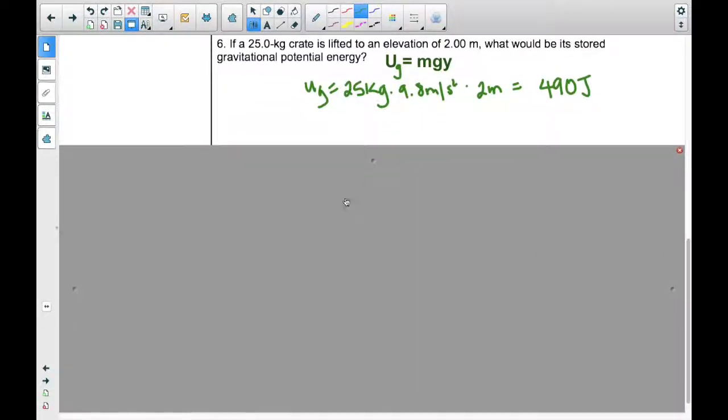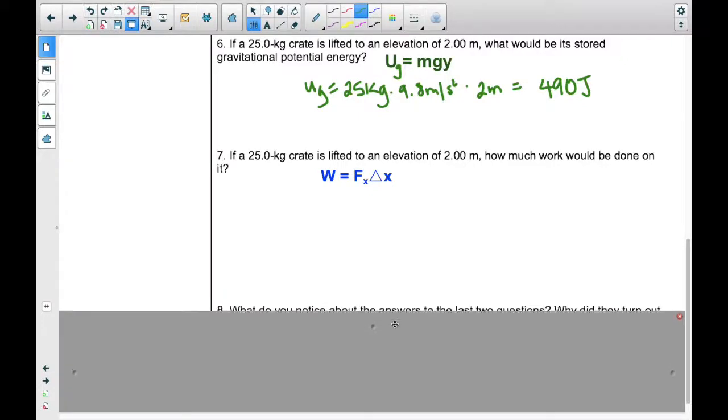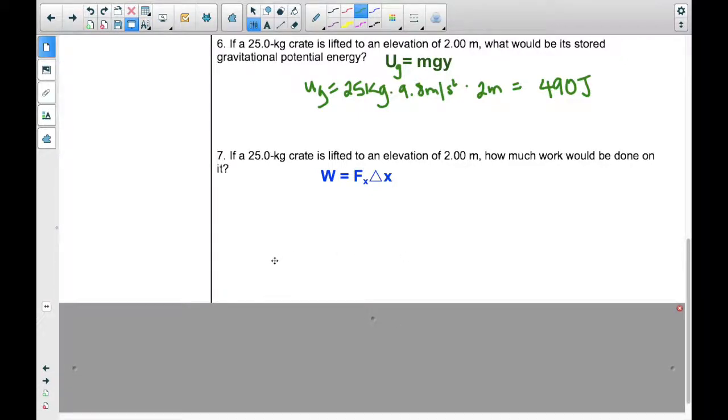Let's take a look at example number 7. This one is phrased a little bit differently. This time we're asking about work, but remember work is just a change in energy. So we're really talking about the same thing here. Our equation for work is F sub x times delta x. In this case, of course, we're actually talking about the y direction. So if we want to rewrite that with the y in it instead, we could. And we could also call it W net just to make it a little more specific. So we have W net is F sub y times the change in y.